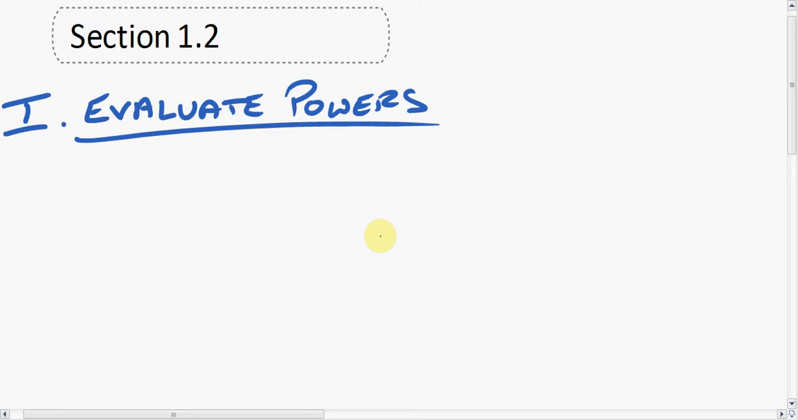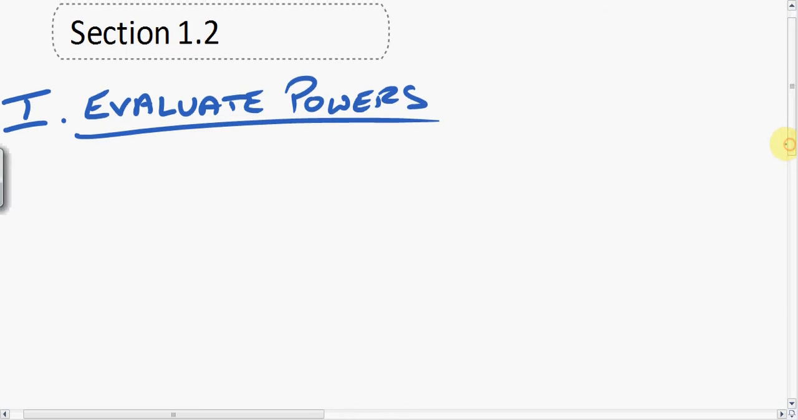Okay, welcome to section 1.2 part 1, where we're going to be looking at how to evaluate powers. Before we get into the evaluation process, let's look at what parts make up a power. So an example of a power is 9 raised to the third power.